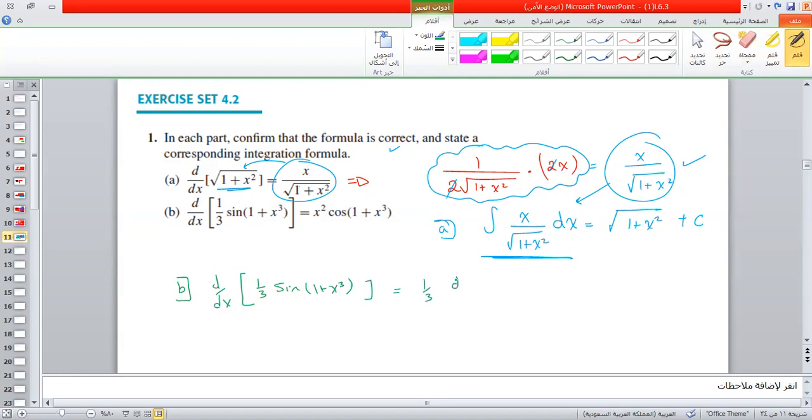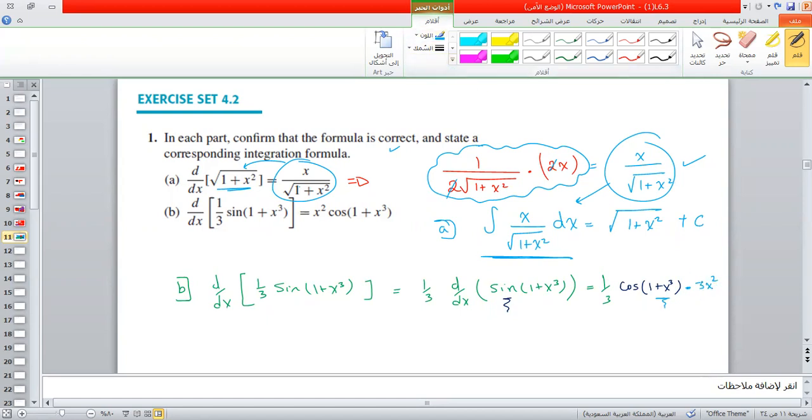1/3 is constant, and then find d over dx of 1/3 sine of 1 plus x cubed. Let's find the derivative. We have 1/3. What's the derivative of sine? Cosine, the same angle, multiplied by the derivative of the inner function, 3x squared.